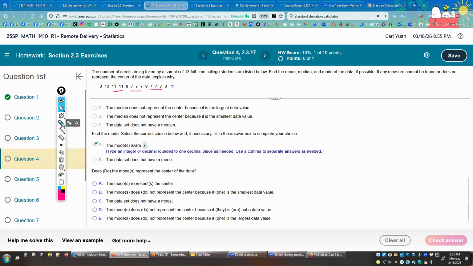Okay, so does the mode represent the center of the data? And this time it is a no, because not only do we see that 7 is not close to the 8.